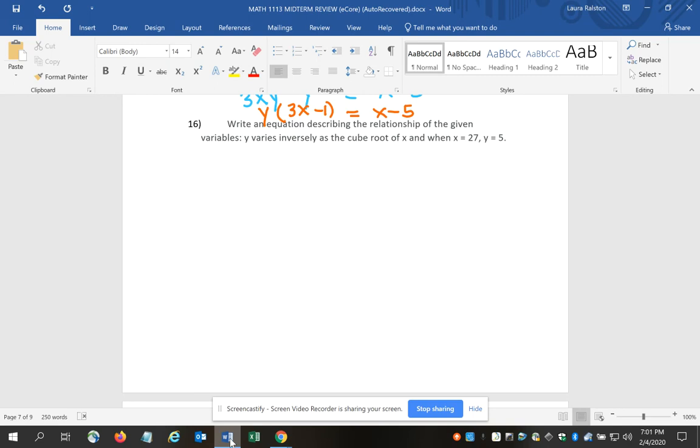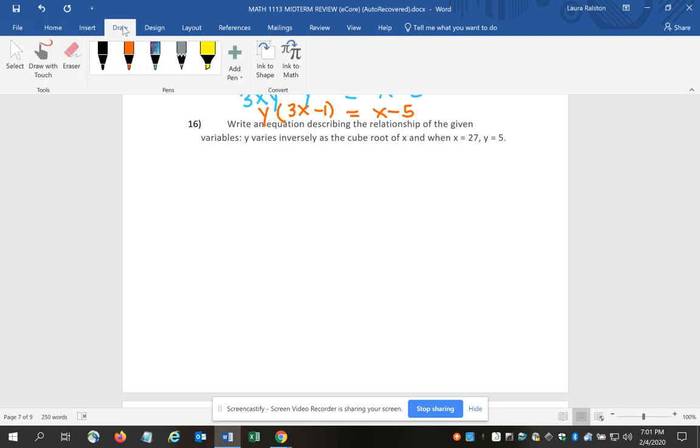Okay, so inverse variation is a formula, and you have to look for that key word. It'll either say something like varies directly or varies inversely, and so you have to pay attention to that. So it says inversely, and there's a formula for inverse variation. It is y equals k divided by x in its generic form.